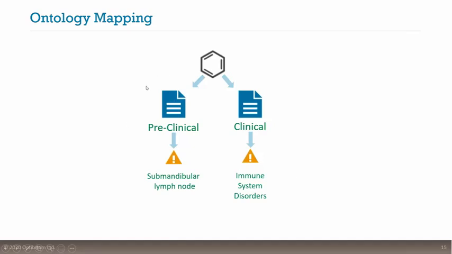So this preclinical study might be working in the world of SEND. So it'll have terminology for the location of an adverse event. And this is at quite a fine granularity in SEND. So it might report that it occurred in the submandibular lymph node. The clinical study might be working with the MedDRA terminology. And an adverse event which actually relates to the same location might be reported with the system organ class of immune system disorders.